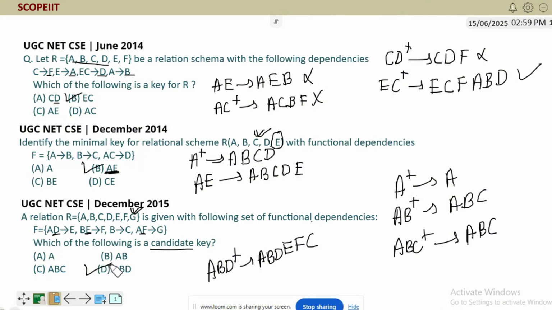So this type of question will come in exam. It's a very important topic. I already said that functional dependency, finding closures, is important. And in the next videos, we will cover normalization. So in that also it is required.